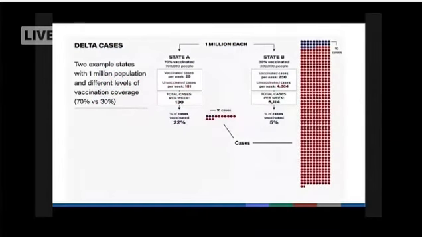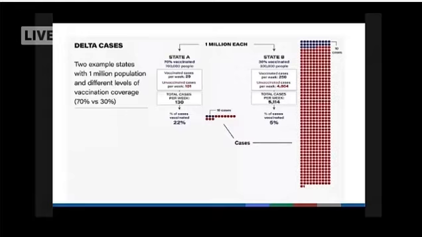A lot of public concern has been raised on the Delta variant and breakthrough transmission, which I'd like to try and contextualize with two example state scenarios, each with 1 million population and different coverage levels. State A has 70% coverage on the left, and State B has 30% coverage on the right.